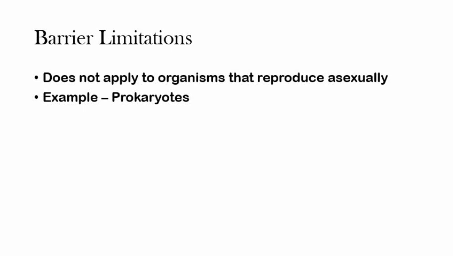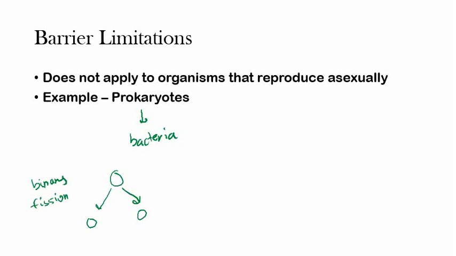So obviously these limitations here, these barriers, do not apply to organisms that reproduce asexually. For example, prokaryotes, bacteria. Bacteria are prokaryotes. And bacteria, in order for one bacteria to reproduce, all it has to do is split into 2. This process is called binary fission, and you will be learning about this if you haven't already in pre-AP.